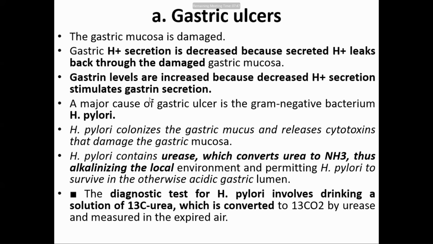The major cause of the gastric ulcer is Helicobacter pylori. So H. pylori colonizes the gastric mucosa and it releases cytotoxins that damage the gastric mucosa.